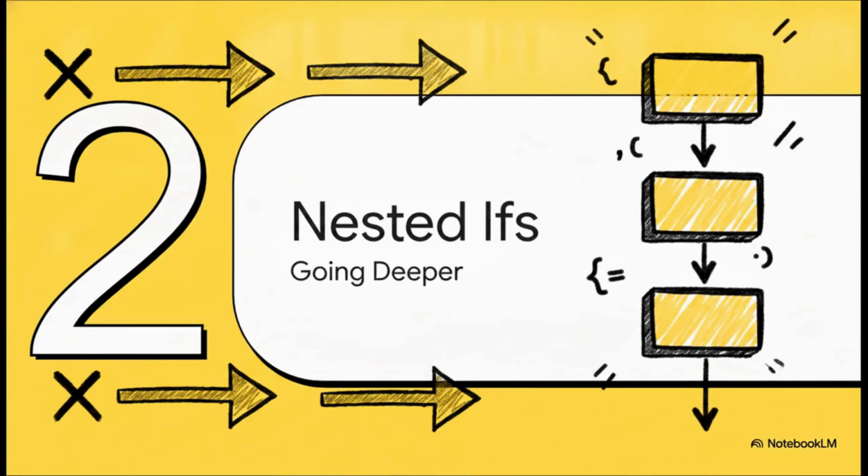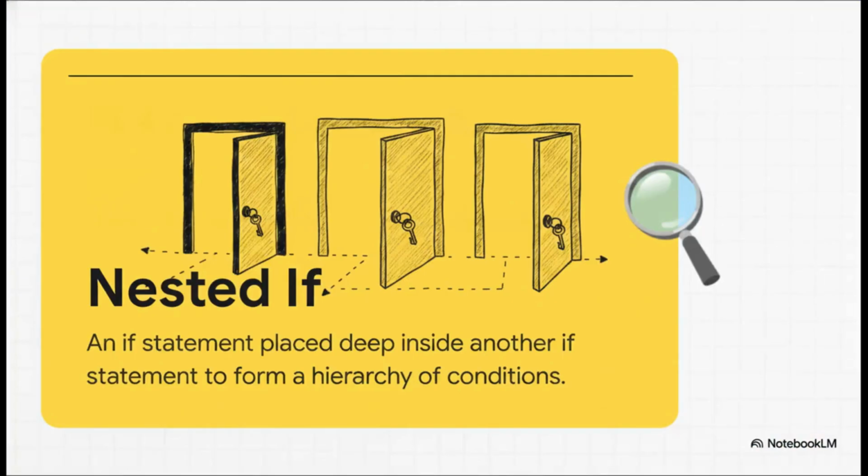Section 2. Going deeper. Nested ifs. All right, so we just looked at the horizontal side-by-side options of a ladder. But what if your decisions are dependencies? What if you can only make decision B after you've already passed decision A?